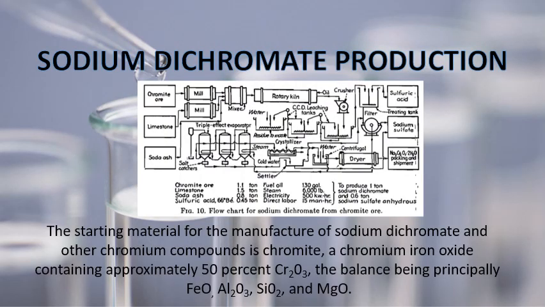Figure 10 is about the flowchart for sodium dichromate from chromate ore. The starting material for the manufacture of sodium dichromate and other chromium compounds is chromite.